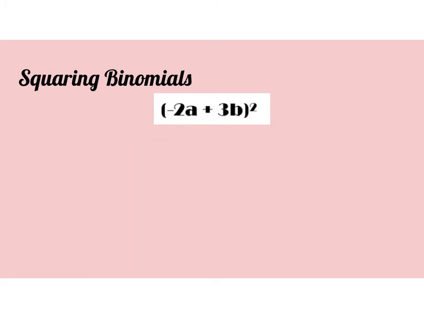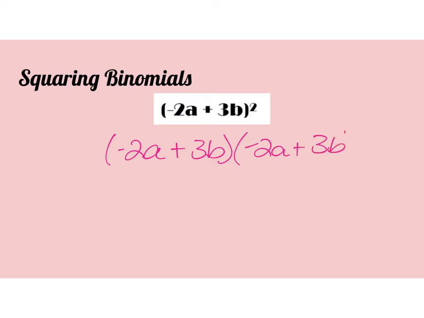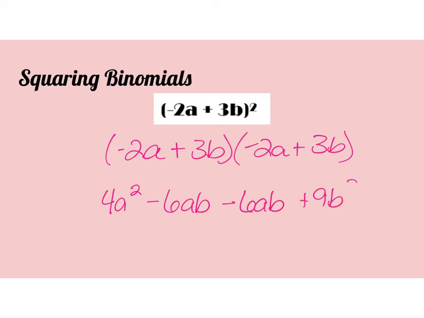All right, here's another one. This one's going to be a little trickier because we do have double variables. So when I stretch this out, I'm going to switch colors just because I can. So we have negative 2a plus 3b, negative 2a plus 3b. So negative 2a times negative 2a would become 4a squared. Then negative 2a times 3b would be negative 6ab. In the middle, negative 6ab, and then plus 9b squared.